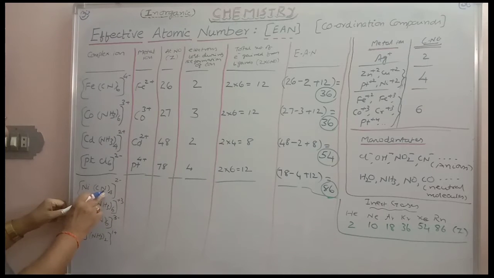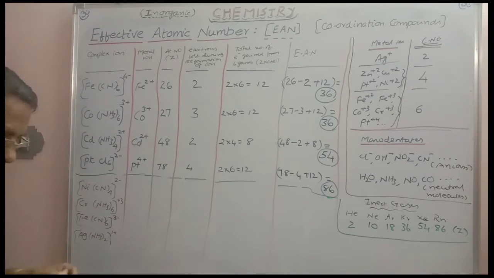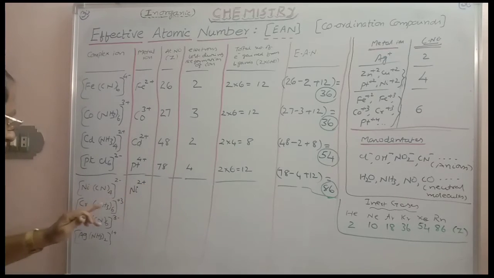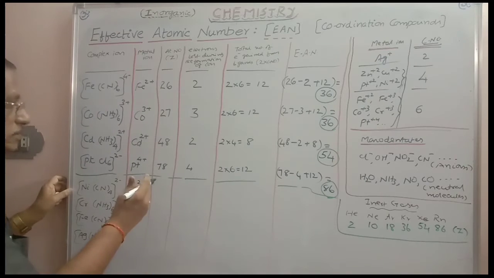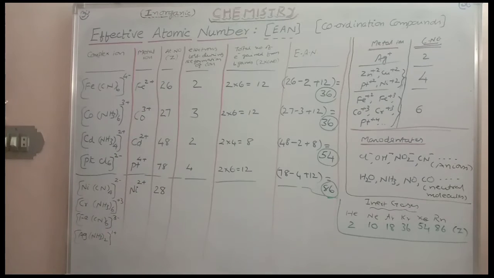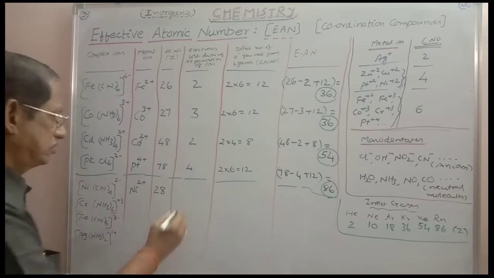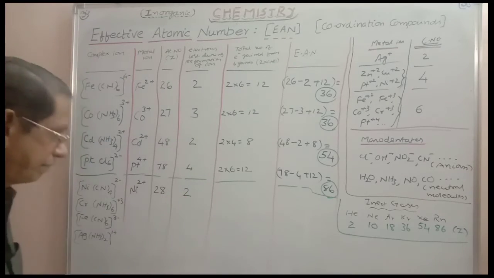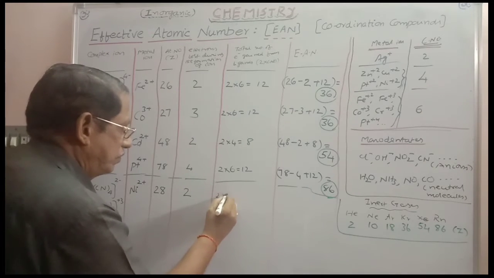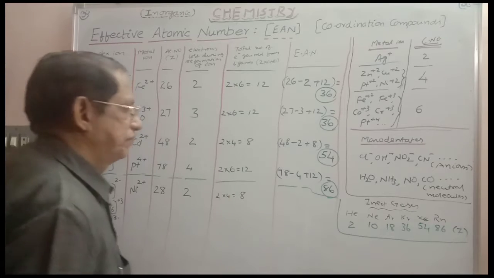Ni(CN)4, cyanide is minus 1, x minus 4 is equal to minus 2, x is equal to plus 2. Here, what is the nickel charge? Here, nickel is equal to plus 2, right? What is the atomic number? Iron, cobalt, nickel, nickel 28. How many electrons are lost due to the ion formation? Plus 2 is obtained by the loss of 2 electrons, and so the number of electrons lost is equal to 2 here. Coordination number 4. So here 2 into 4 is equal to 8.